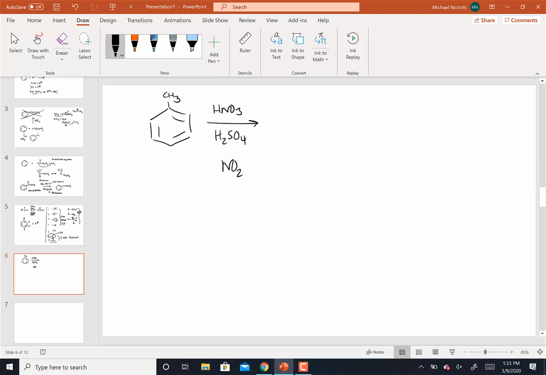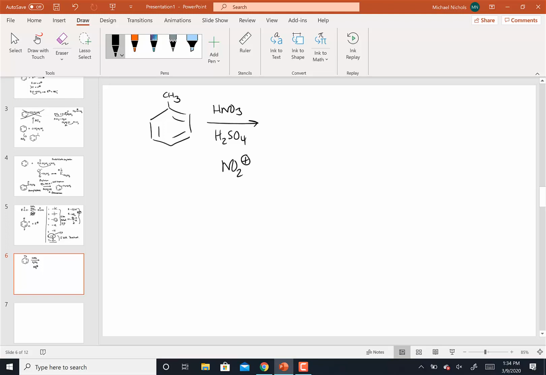NO2 plus. So I'm going to add an NO2 plus to the ring. I'm going to substitute for a hydrogen. So that's the first thing I need to know: what is my electrophile? NO2 plus. The next question is, where is it going to go? Methyl, the group on the ring, is the director. It tells the NO2 where to go.